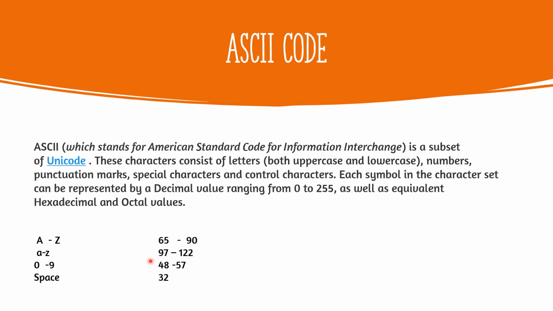Small a is 97, small b is 98, then 99, just like that, small z is 122. And for the digits 0 to 9, the ASCII code of 0 is 48, 1 is 49, 2 is 50, and 9 is 57. And the ASCII code of space, what we press on the keyboard, is 32. So we should know these ASCII codes for doing various programs later.